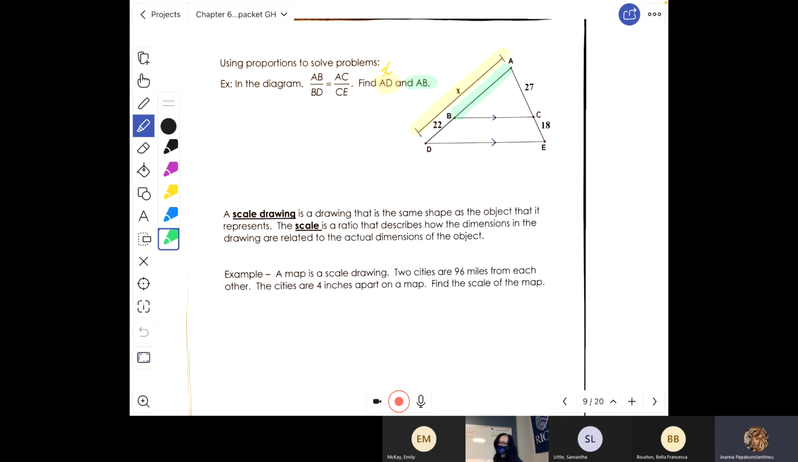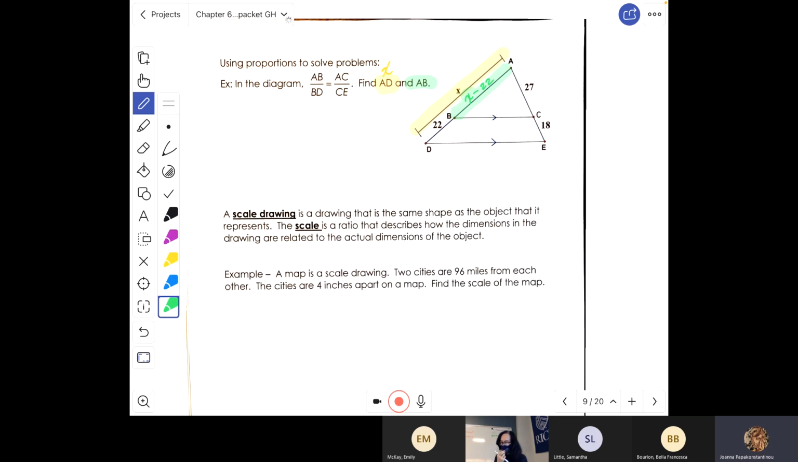So how would I write that as an expression? How would I write AB? Does anybody have an idea? Is it X? Yeah, it is. So this would be X, because the whole thing is X minus 22, because X minus 22 plus 22 is that whole length X. Good.